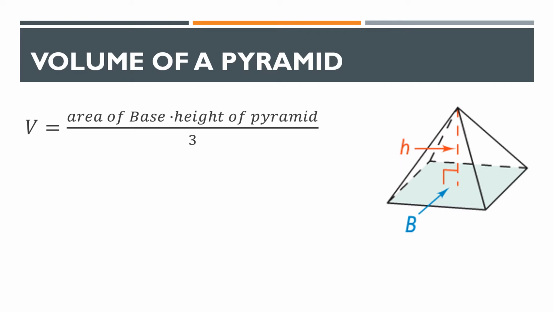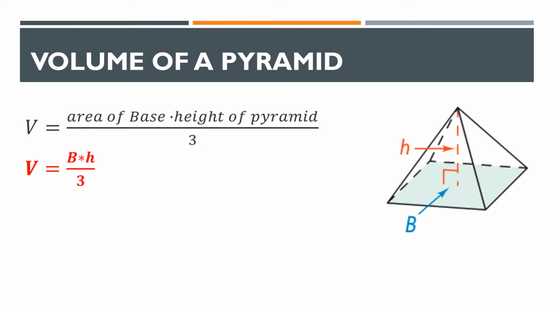So the formula for this, and this is the long version, just to give you the words for it in English: the volume is the area of the base times the height of the pyramid, divided by 3. And if you notice, the area of the base times the height of the pyramid is actually the formula for the volume of a prism, right? So we're finding the volume of a prism and dividing it by 3.